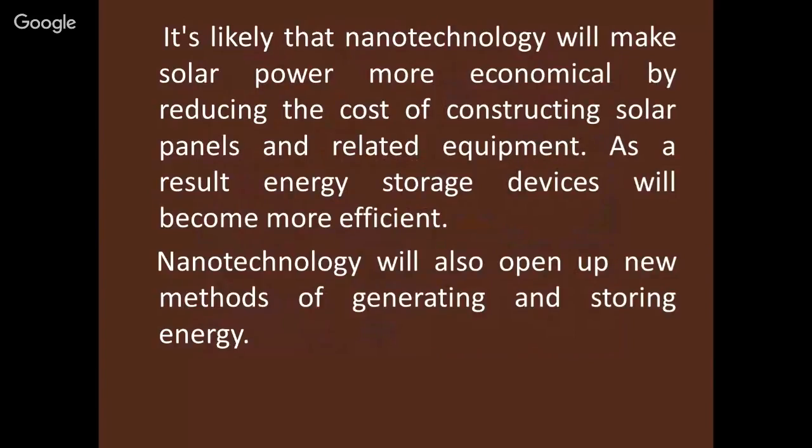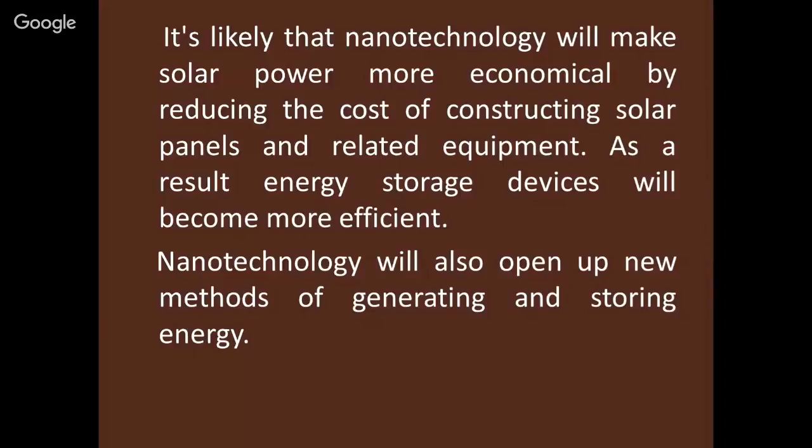It is likely that nanotechnology will make solar power better. With the help of nanotechnology, we can minimize the size of the solar power system, but the efficiency can be increased and the weight can be decreased. These are the main advantages of nanotechnology. So it is likely that nanotechnology will make solar power more economical by reducing the cost of construction of solar panels and related equipment. As a result, the energy storage capacity can be increased several times, and the efficiency can be increased, whereas the cost can be minimized as much as possible.